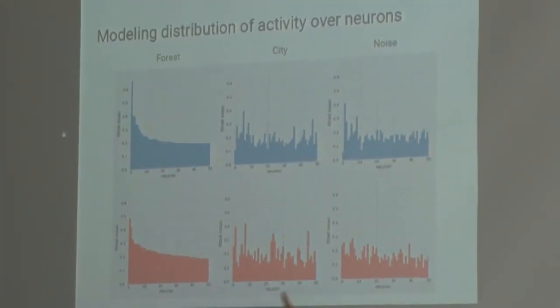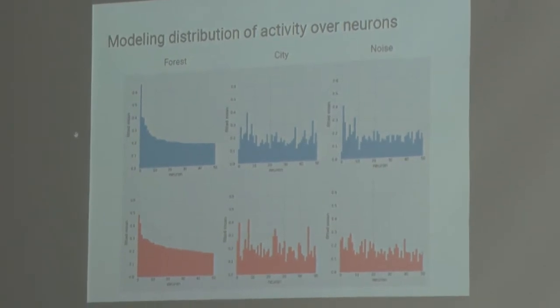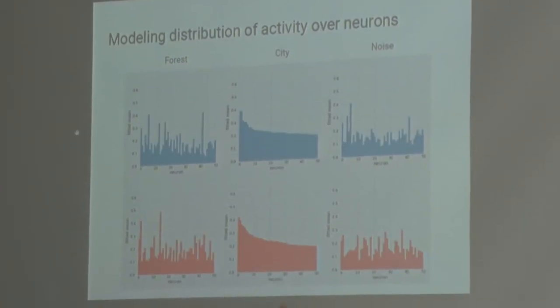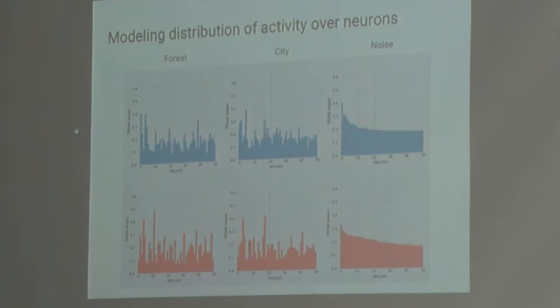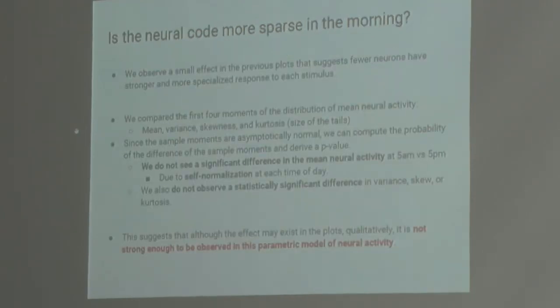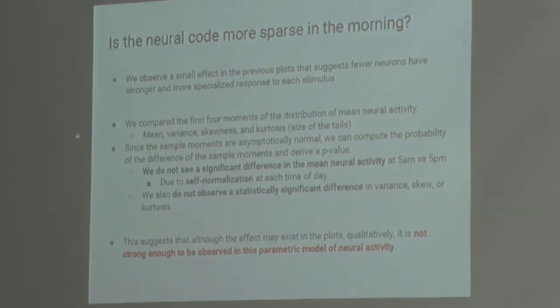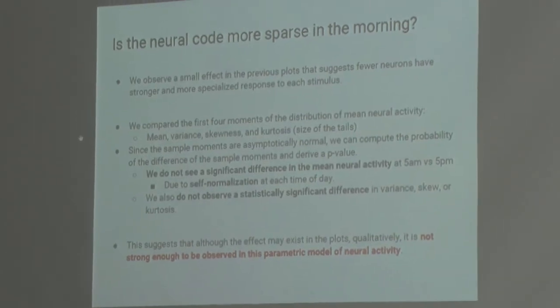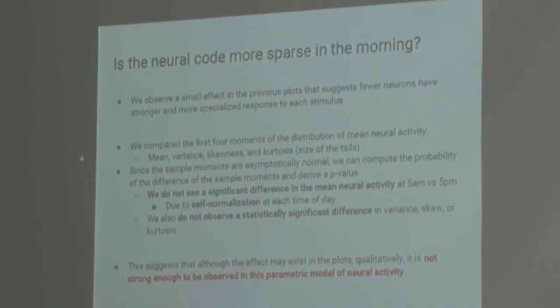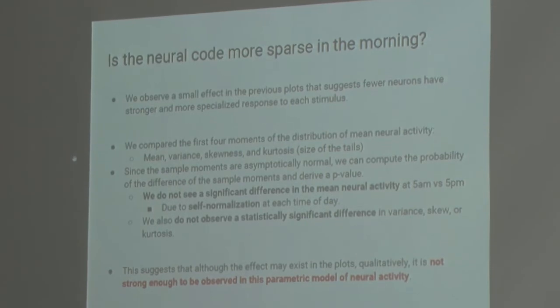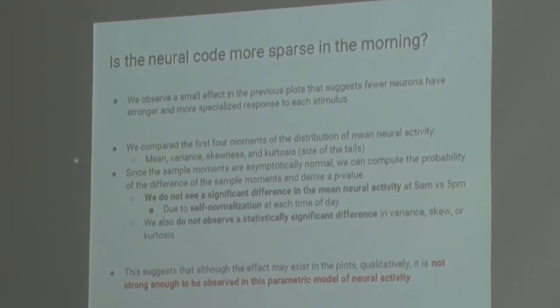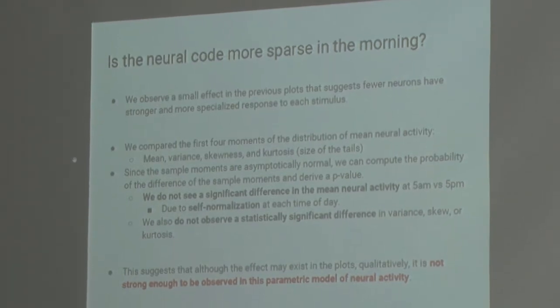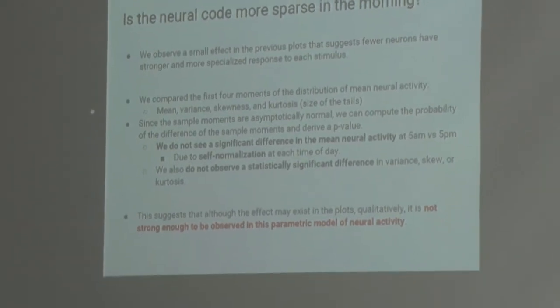But this is AM and PM, and we see that there doesn't seem to be a significant difference between them. We also plot with a different order, and we pretty much observe the same thing. And then we did a statistical test to look at whether the mean, variance, skewness, and kurtosis of those means are actually different. And we weren't able to get a statistically strong result. So that says that basically this parametric model is not sufficient to describe those differences. But there still are differences based on our previous test.